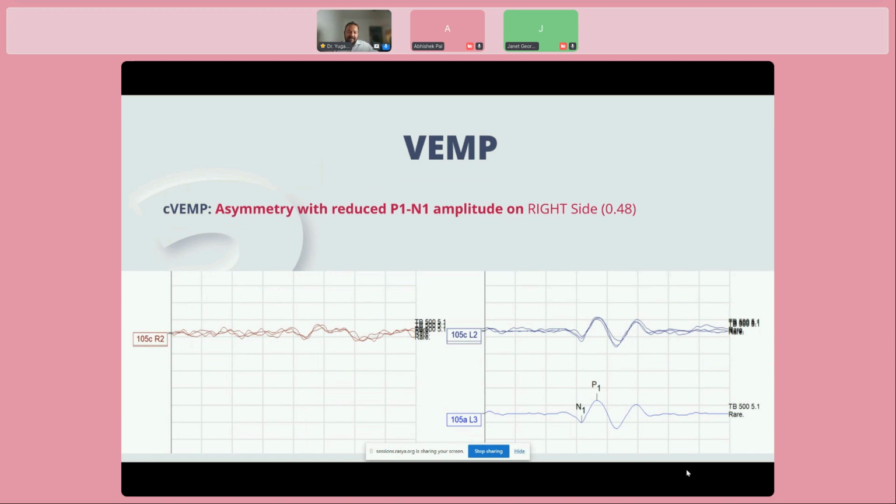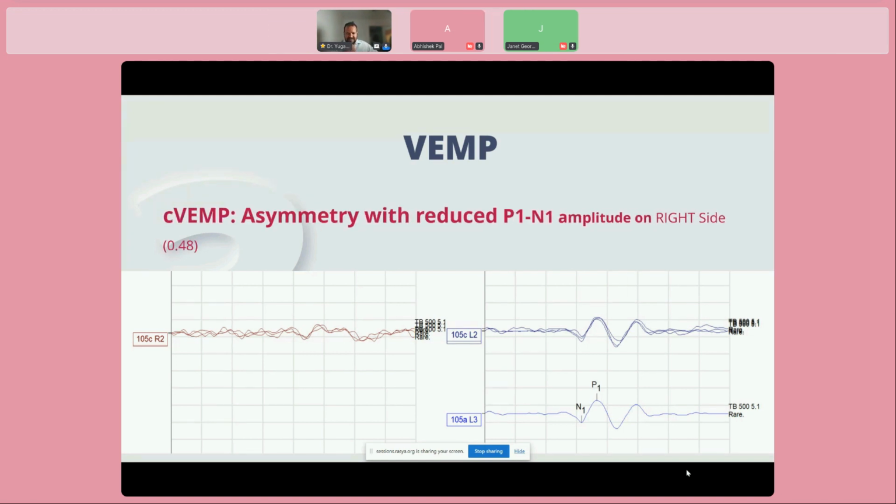So if you add VEMP, now you can see that there is no response on the right side, whereas there is a reduced response on the left side. It is not significant, but a 50% difference is significant information, indicating that the right side is actually affected.